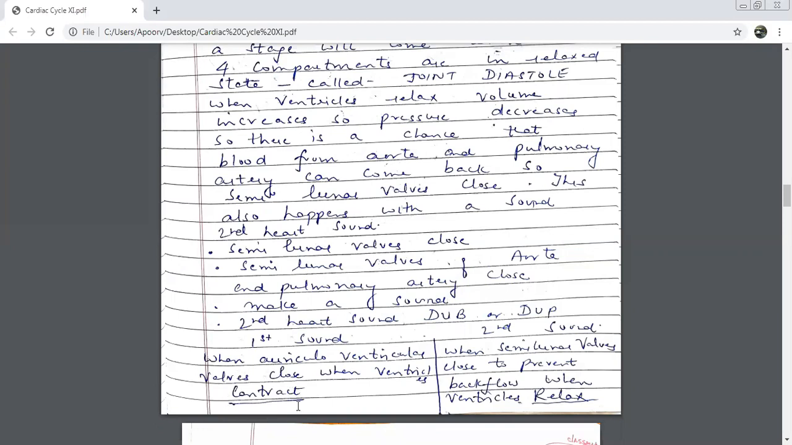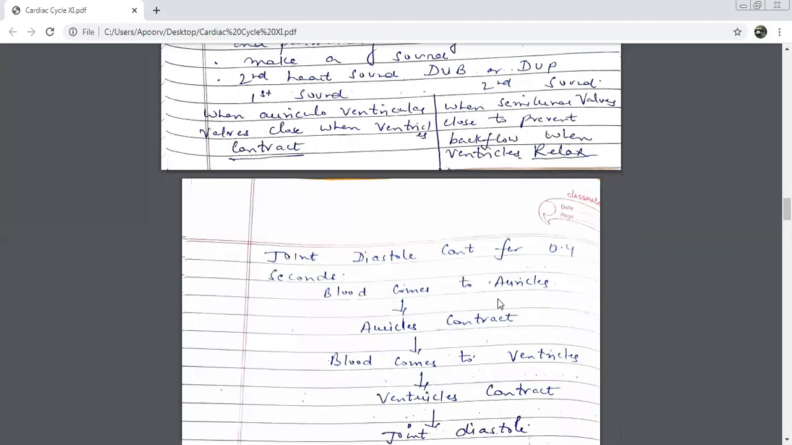The first sound was created when your auricles were what? Contracting. When your auricles contracted, and the second sound is when your ventricles are relaxing. Because when ventricles relax, I told you volume will increase so pressure will decrease, and then there is a chance of blood coming back.